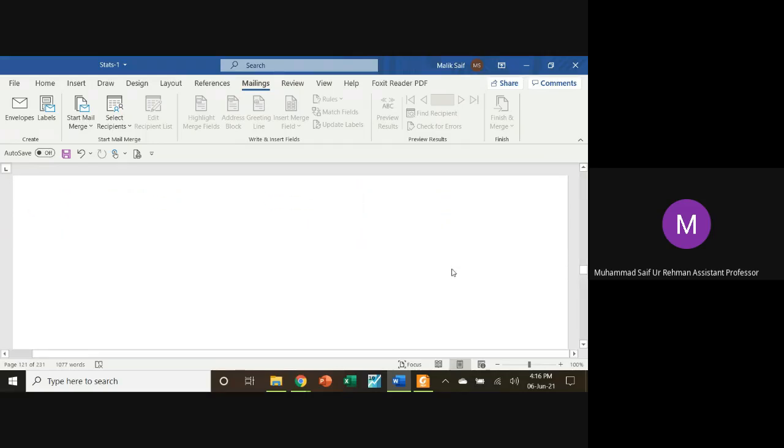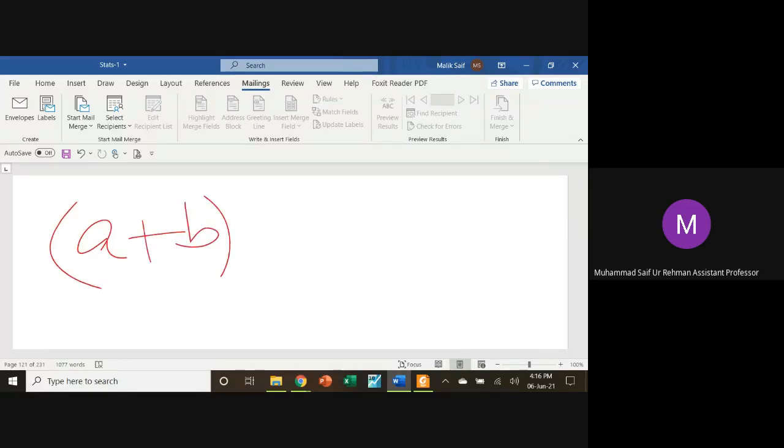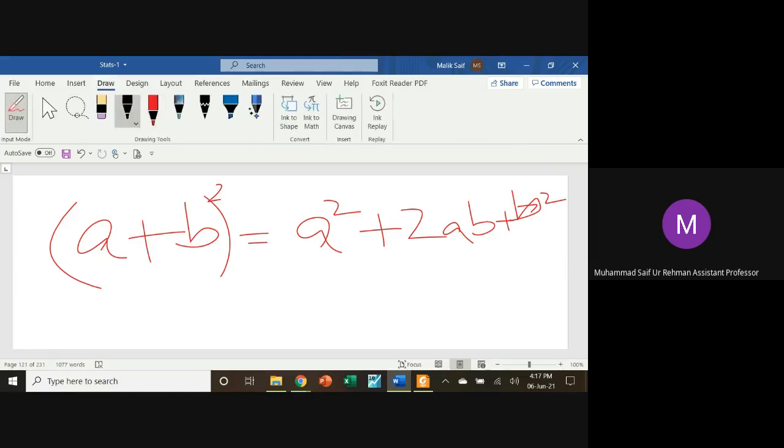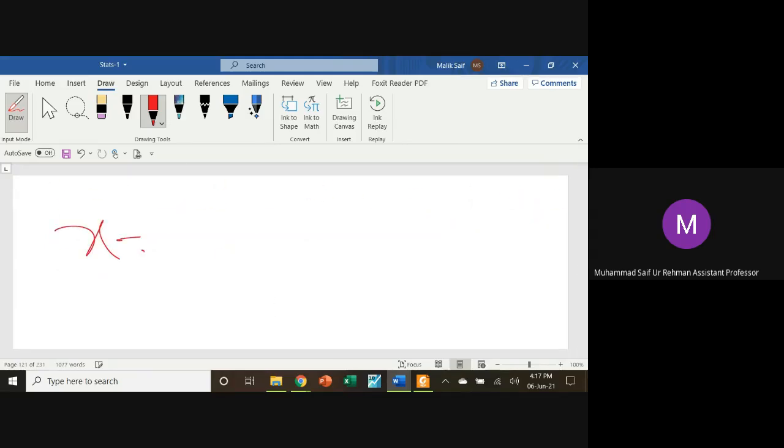And I normally give the example that you normally know, a plus b power, let's say you are familiar with this, square. So what will be the answer? a square plus 2ab plus b square. This is the formula. And if it is x plus y whole square, this will be x square plus 2xy plus y square. Am I right?